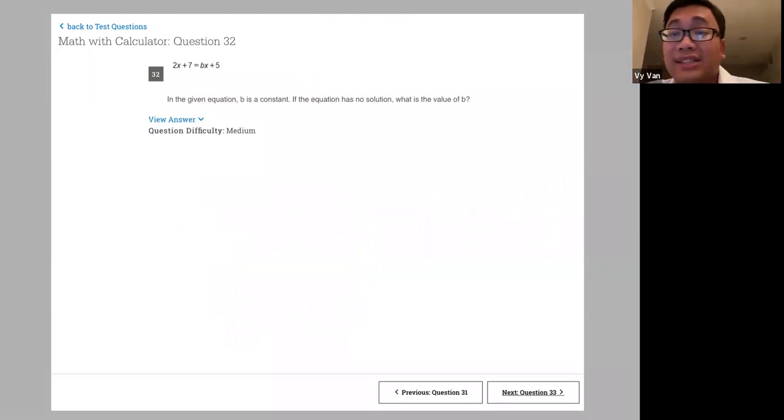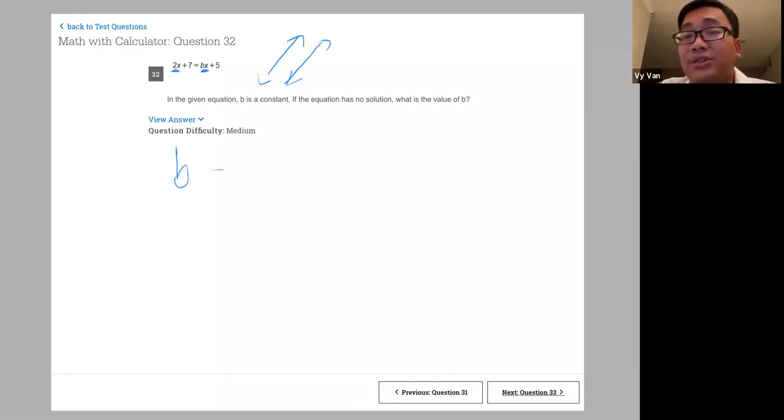Here they're asking you, if the equation has no solution, what's the value of B? If you look at the two sides, when does it have no solution? If the coefficients of x on both sides are the same, these two will cancel each other out. We have 7 equal to 5, which doesn't make sense. So this one will have no solutions. In terms of lines, two parallel lines have no solutions. As you notice, 2 and B are the slopes. So the only case for it to have no solution is when 2 is B, so the coefficients of x are the same.